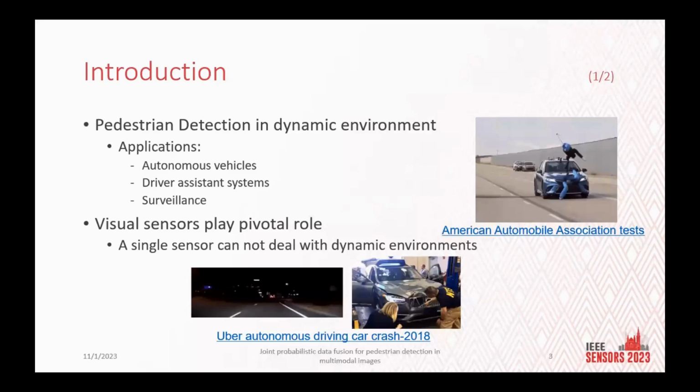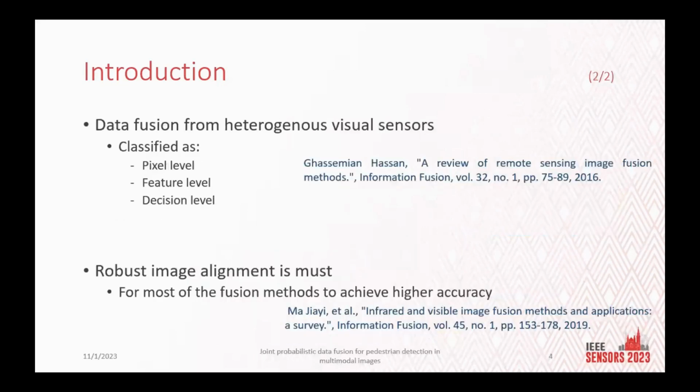The solution would be to use another sensor, like a thermal sensor, because it provides much more information, but the thermal camera itself has some limitations, such as that it does not provide color or texture information. So we cannot use only a thermal camera, but it's better to use both sensors at the same time and fuse them. Now, whenever we talk about fusion, especially for heterogeneous visual sensors, it is classified in three ways.